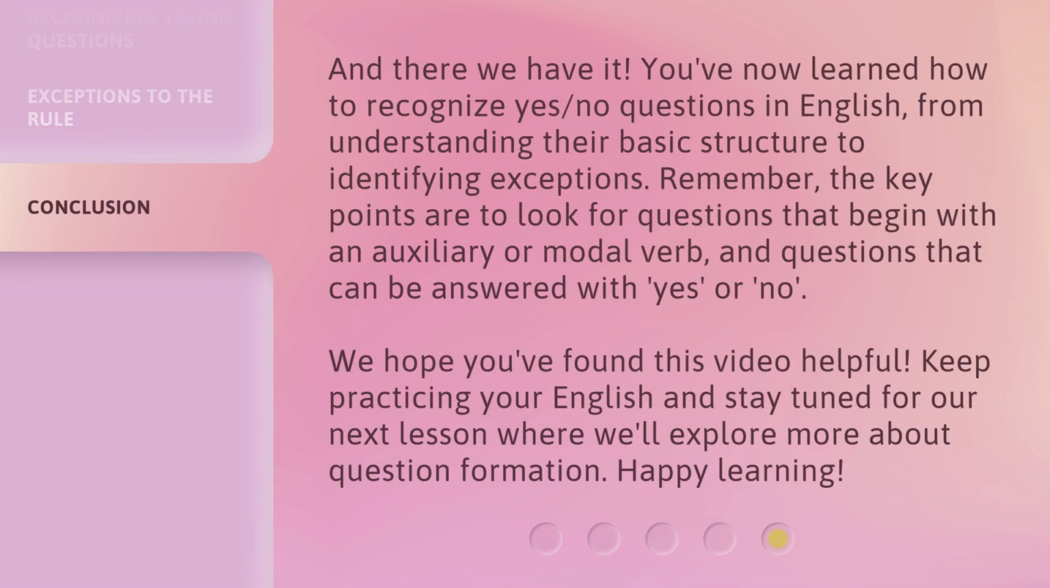And there we have it. You've now learned how to recognize yes, no questions in English, from understanding their basic structure to identifying exceptions. Remember, the key points are to look for questions that begin with an auxiliary or modal verb, and questions that can be answered with yes or no.